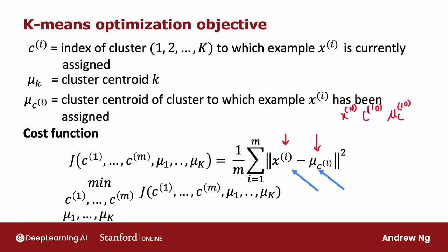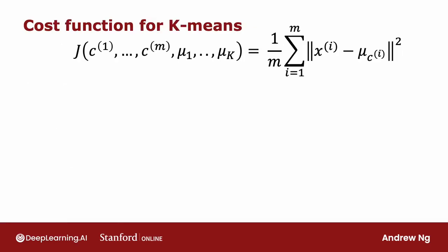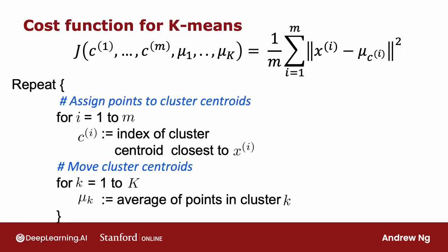And by the way, this cost function J also has a name in the literature. It's called the distortion function. I don't know that this is a great name, but if you hear someone talk about the k-means algorithm and the distortion or the distortion cost function, that's just what this formula J is computing. Let's now take a deeper look at the algorithm and why the algorithm is trying to minimize this cost function J, or why it's trying to minimize the distortion.